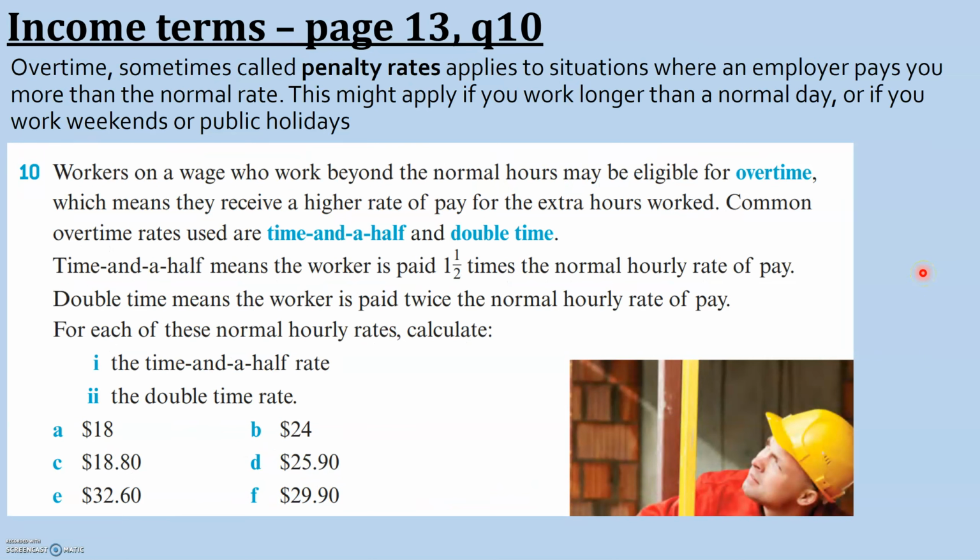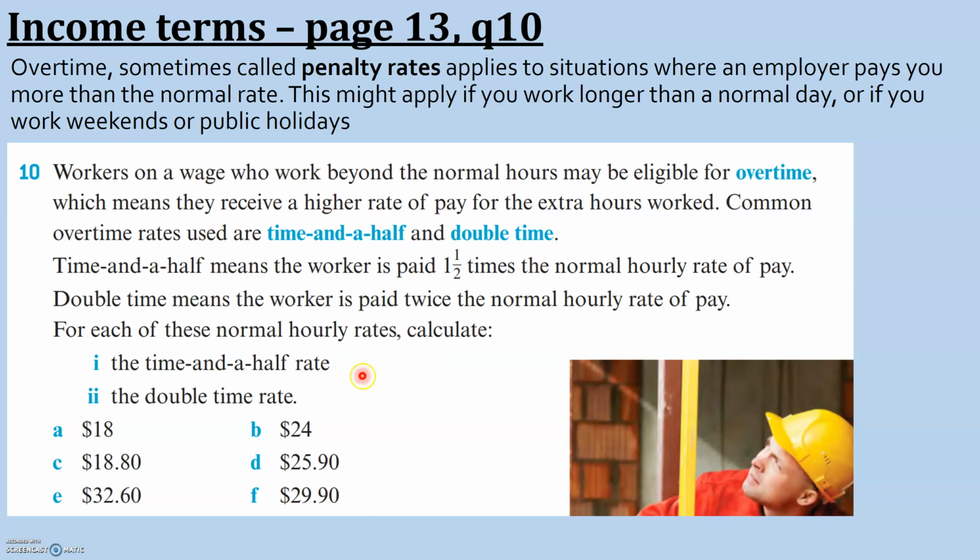All right, these questions are about what are called penalty rates or overtime. And these are situations where your employer generally has to pay you extra amounts of money if you work either extra hours or hours at times when people wouldn't normally work. So maybe on Sundays or on public holidays. And penalty rates are normally calculated as a multiplier of what you normally earn.